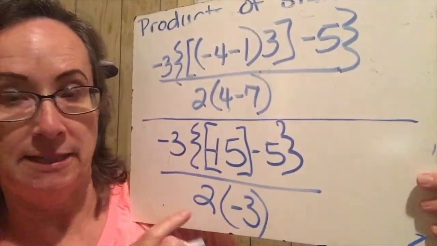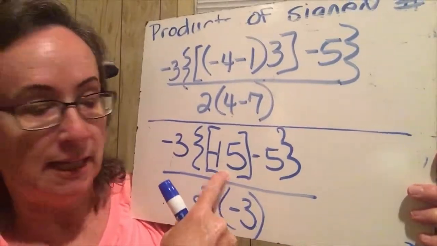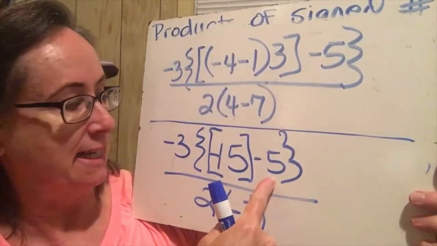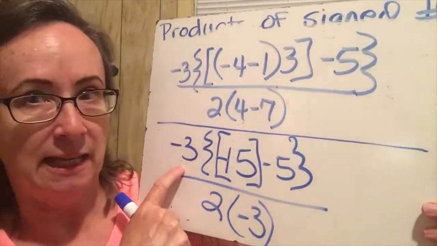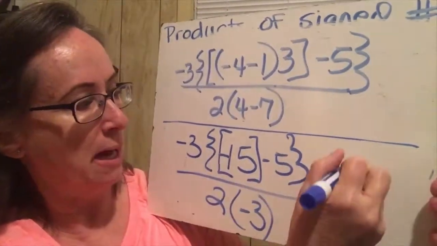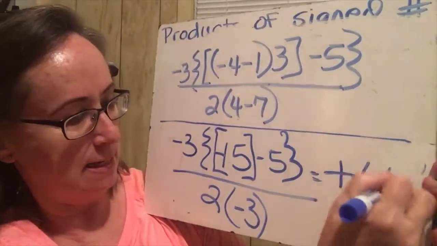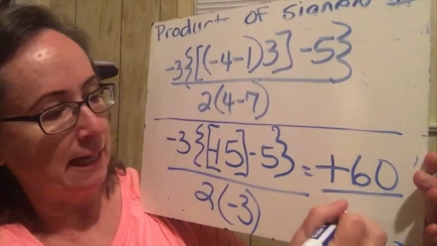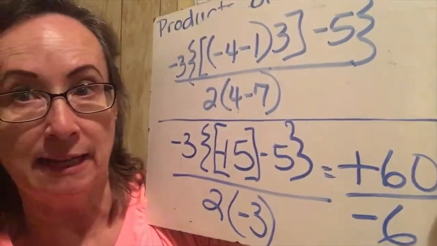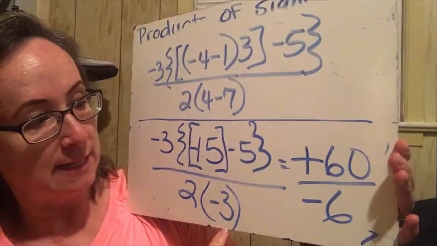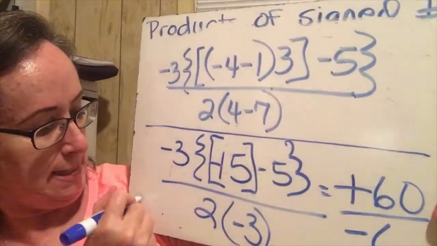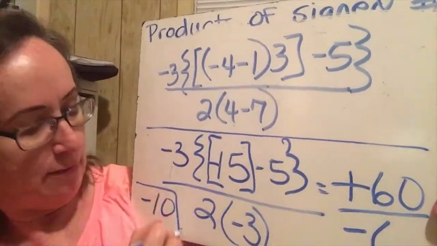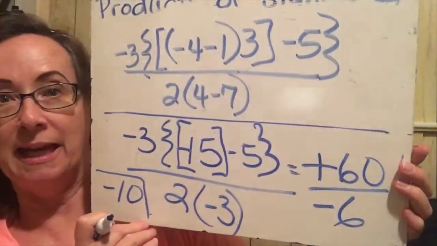Oh, this is looking easier now. So -15 minus 5 is a -20. -20 times a -3 is a +60 divided by a -6. 2 times a -3 is a -6. And 60 divided by a -6 is a -10. So the answer for that one should be a -10.